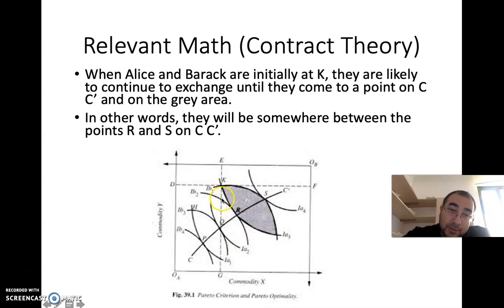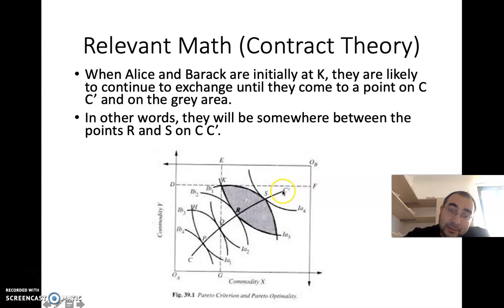R is a similar point. Q is a similar point. P is a similar point. So these are points where the two indifference curves of Barak and Alice are tangent to each other. Once the exchange process brings us to one of these points, there will be no more exchange, because we will be at a Pareto efficient point where improvement of the utility of one of the agents is not possible without decreasing the utility of the other agent.